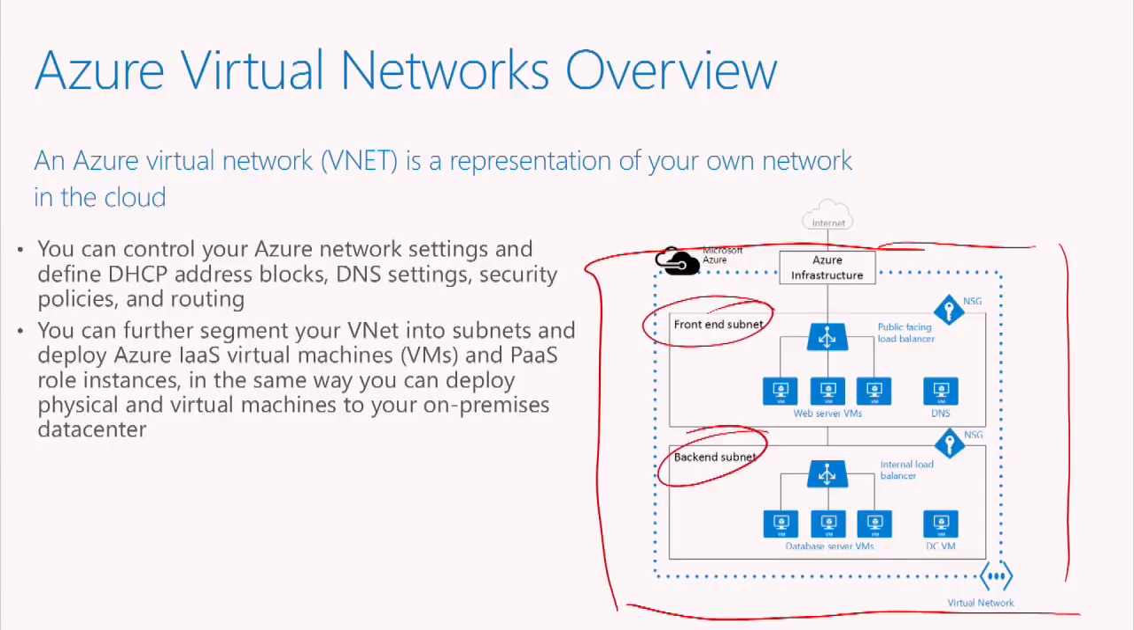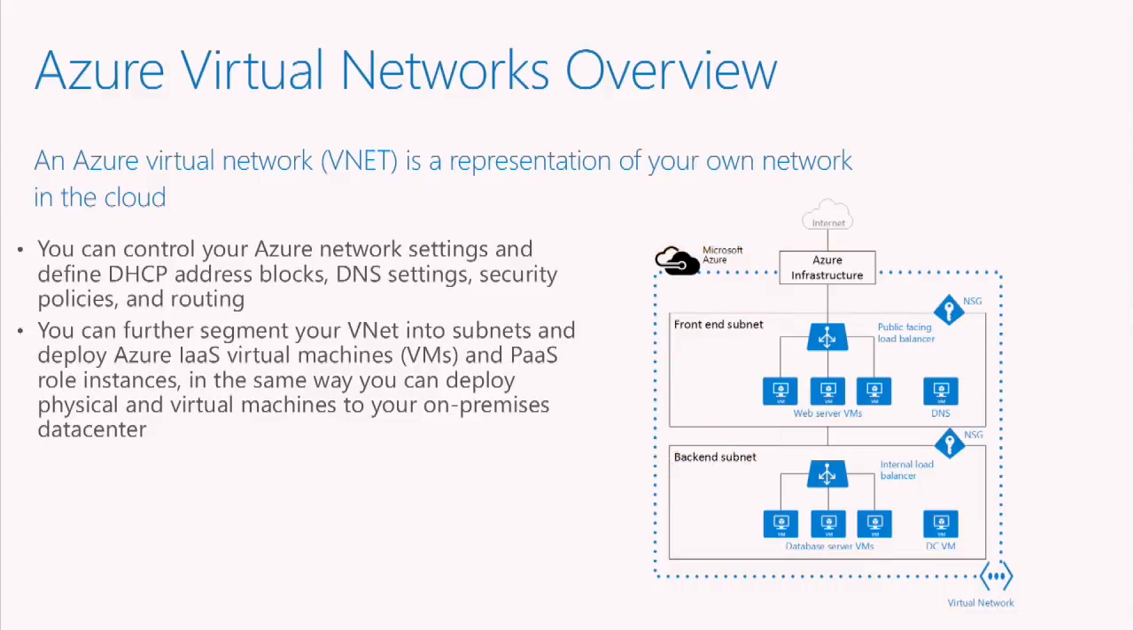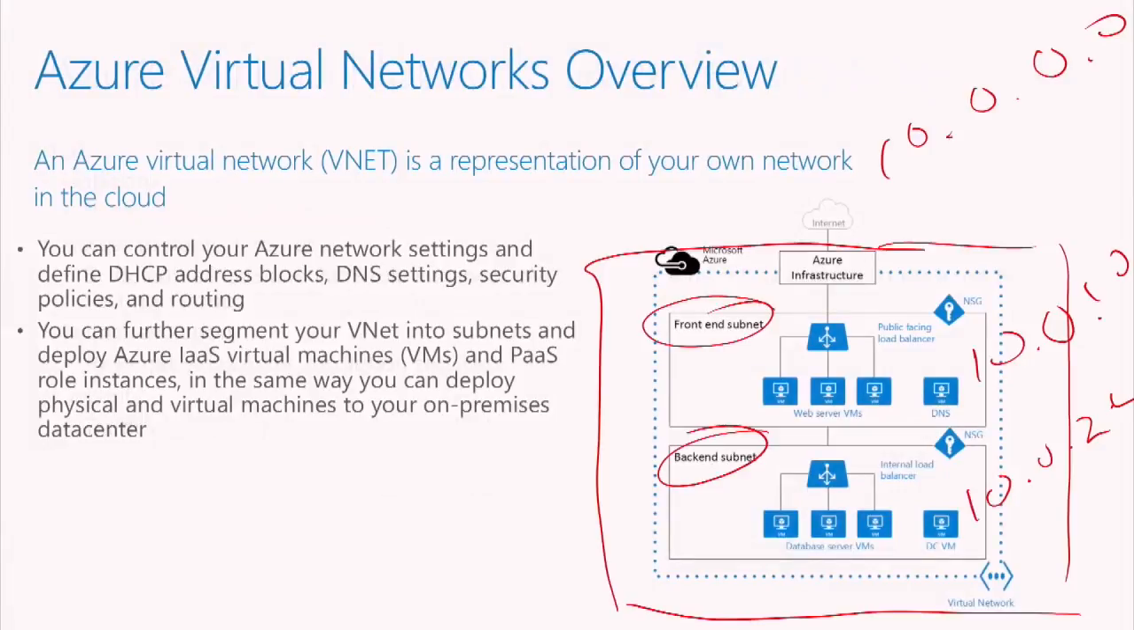So maybe this is a 10.0.0.0 network, and I've got two subnets, 10.0.1.0 and 10.0.2.0. Or maybe my two subnets, and I apologize, my writing wasn't that great on that one. But they represent my physical infrastructure, so I have both a front end and a back end. And you can use this for a couple of different reasons.